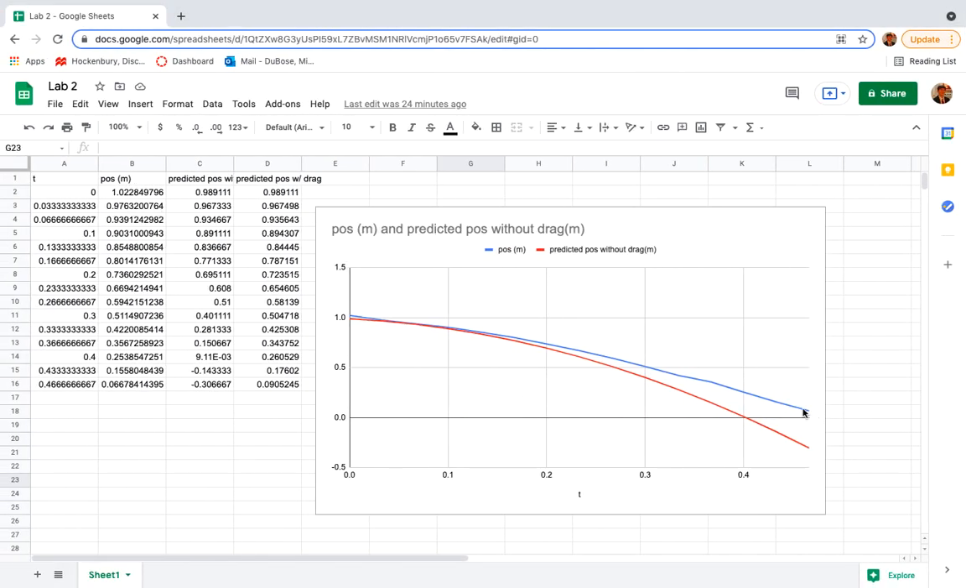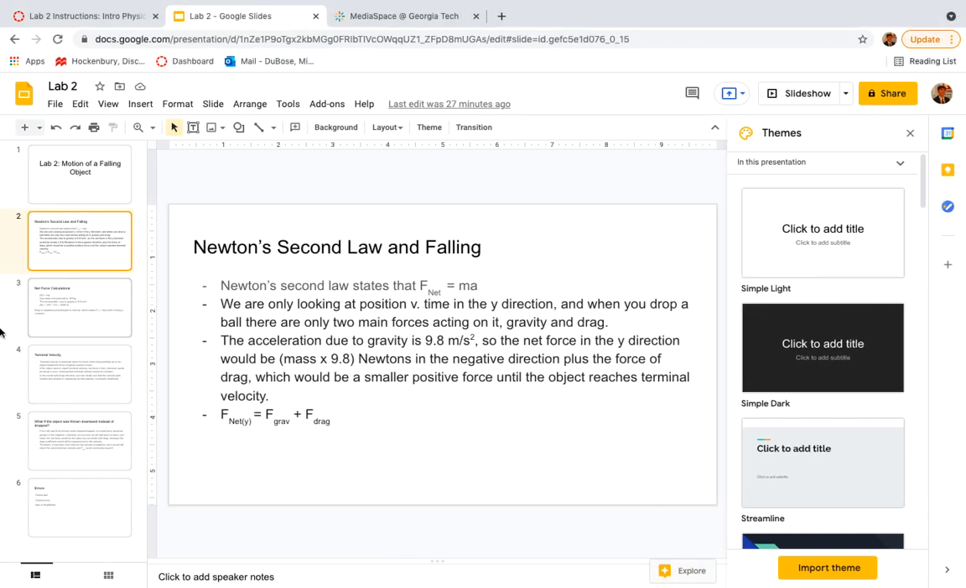Further, when you see the graphs side by side, you can see that the predicted position is clearly underestimating the actual experimental position. So how are we going to counteract this? We're going to account for drag.